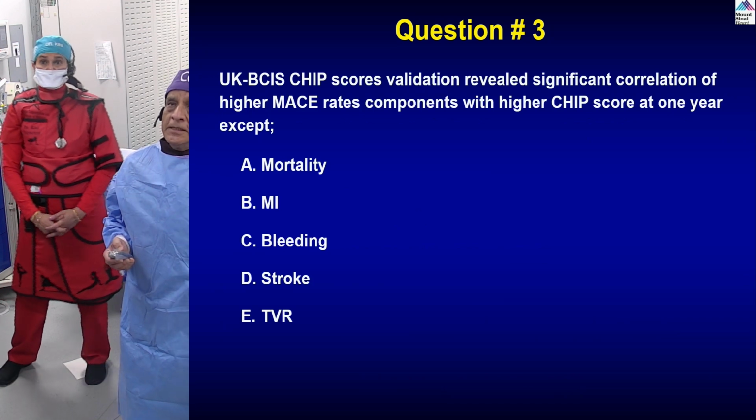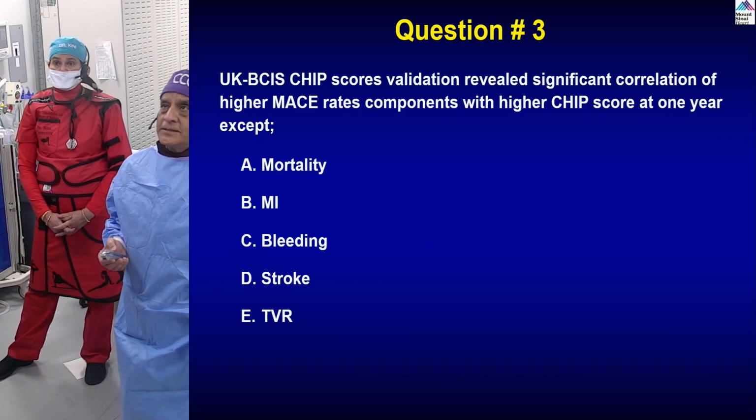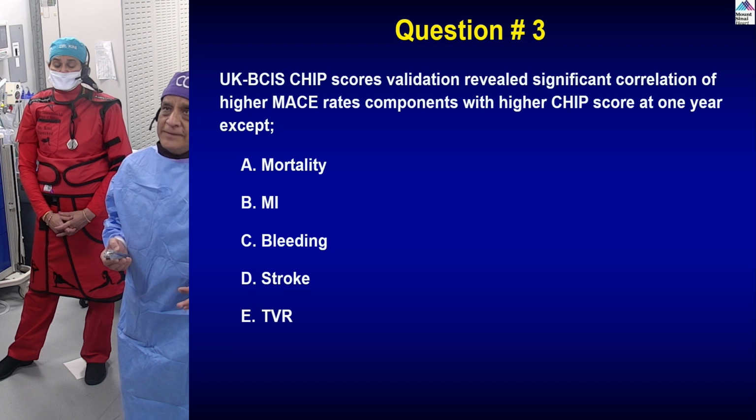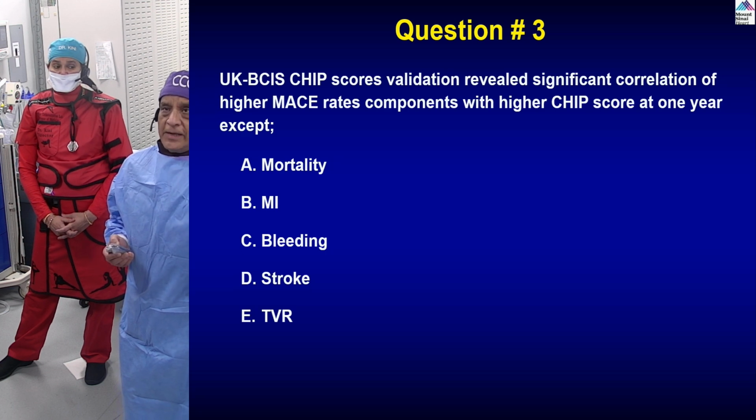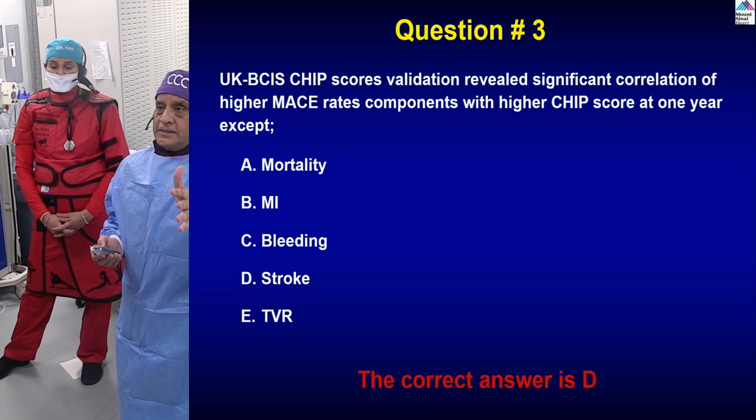The last, the UK BCIS CHIP score validation revealed significant correlation of higher MACE rate components with higher CHIP score at 1 year, except mortality, MI, bleeding, stroke, and TVR. We clearly said stroke. No difference in the stroke, but everything else is there.